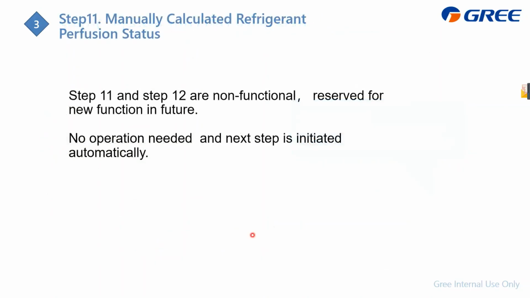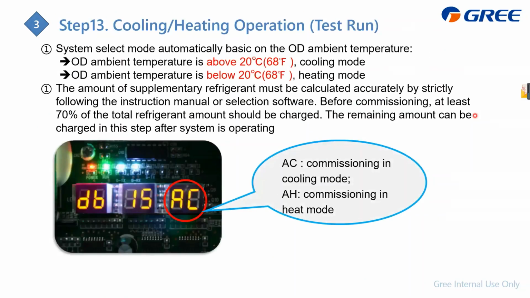And for step 11, there is no meaning. Then the unit starts the test run, and the unit runs in cooling mode or heating mode according to the environment temperature. If it detects the environment temperature is higher than 20 degrees, the unit test runs in cooling mode. If lower than 20 degrees, the unit commissions in heating mode. Okay.